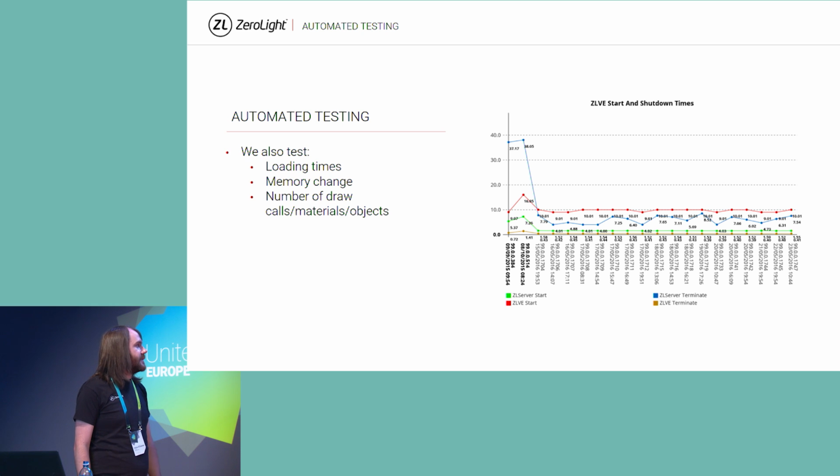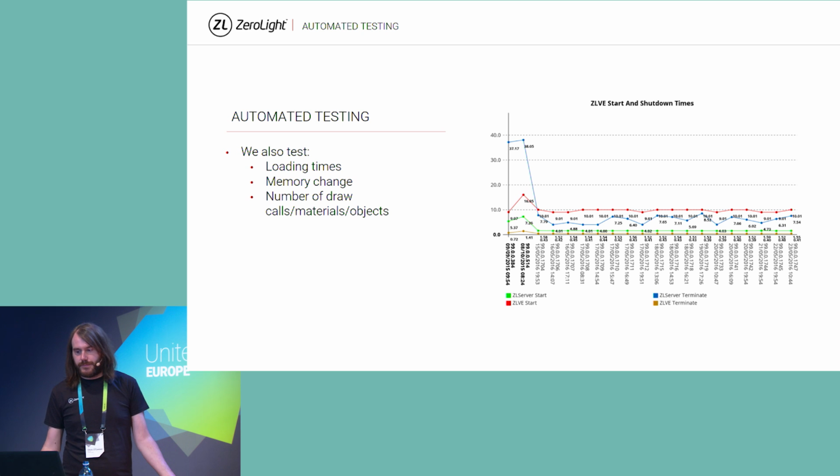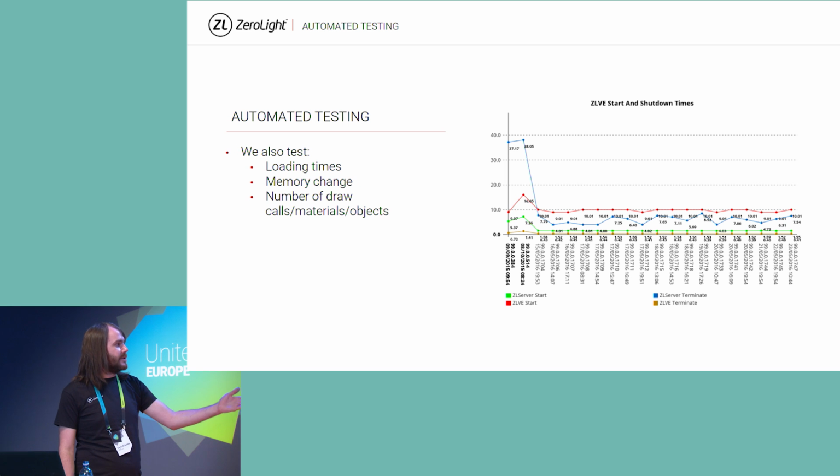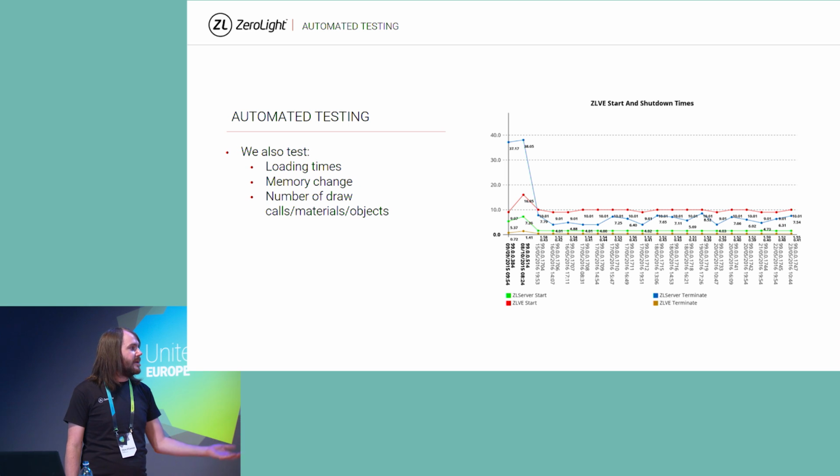So other automated testing, we test loading times, the change in memory overhead, number of draw calls, number of materials, and number of objects. These are all very important to us, but you can basically set up tests to test anything really. As long as you make clear, concise graphs, you can get anyone to glance at them and spot if something goes wrong.